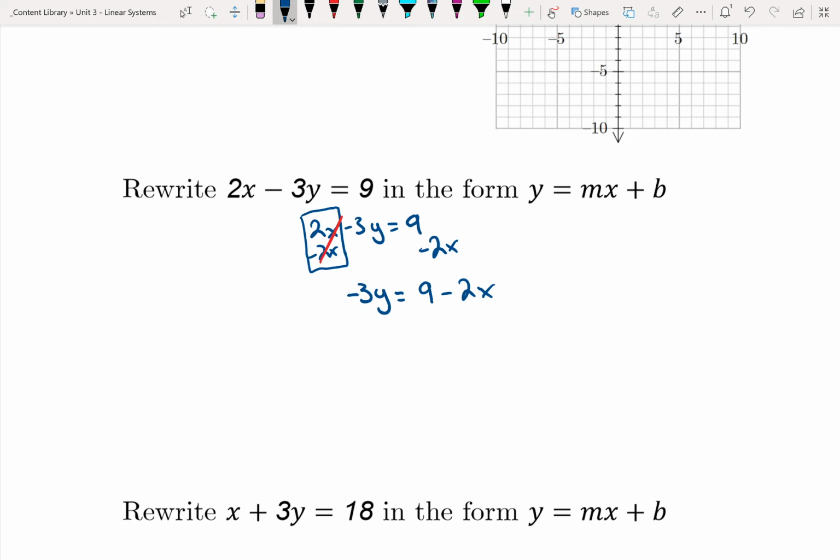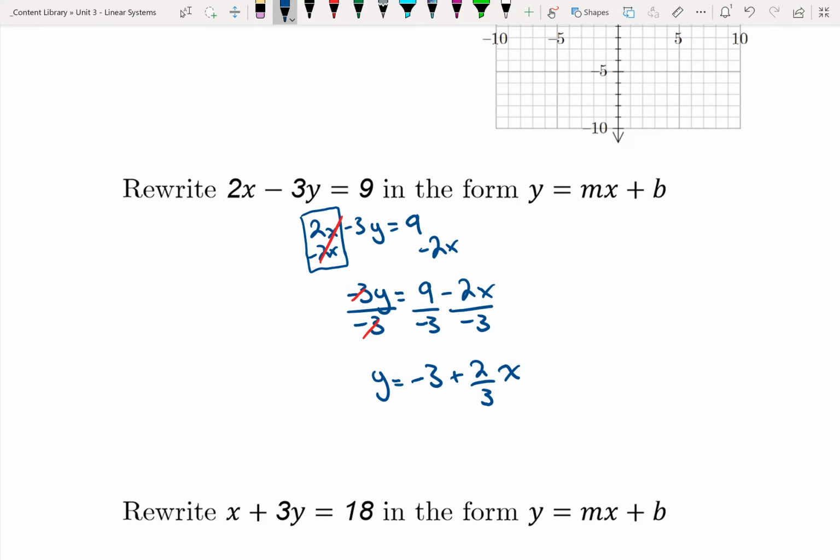To get y by itself, because it's negative 3 times y, I need to divide by negative 3, and I need to do the same thing to everything else on the other side. The negative 3 will cancel out. Y equals 9 divided by negative 3 is negative 3. And then negative 2 over negative 3. I'm not going to worry about reducing the fraction, but I will change the signs to positive 2 over 3x.